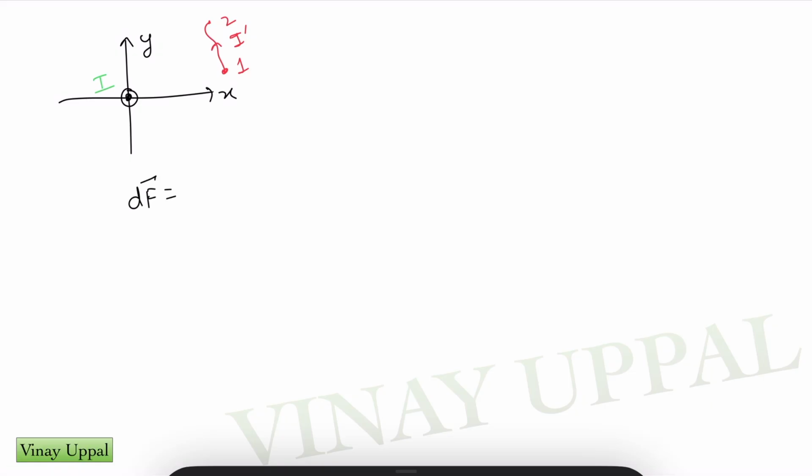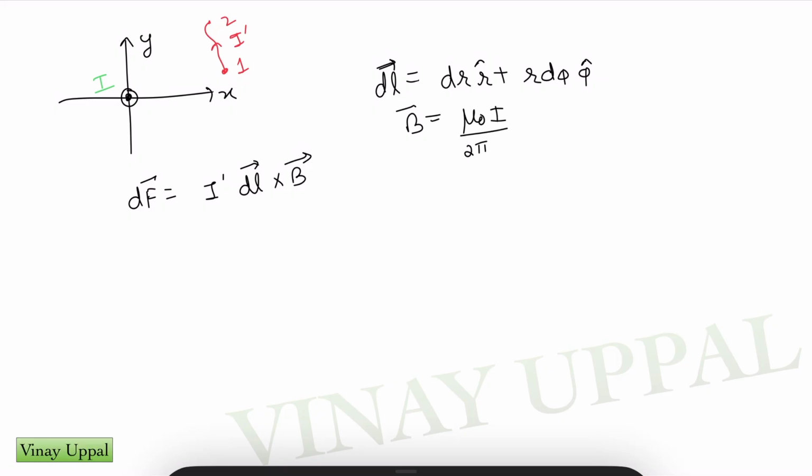What is the force? Can I write my force on a current carrying segment as I dash into dl vector cross b vector? So b is produced by the infinite line wire and dl vector is along the segment from 1 to 2. Once again I can write dl vector as dr r cap plus r d phi cap, whereas my b vector produced by the infinite line wire is mu naught I divided by 2 pi r phi cap. Now I have to take the cross product. First of all, the cross product of phi cap and phi cap will be 0 because they are parallel. So we are only left with r cap cross phi cap.